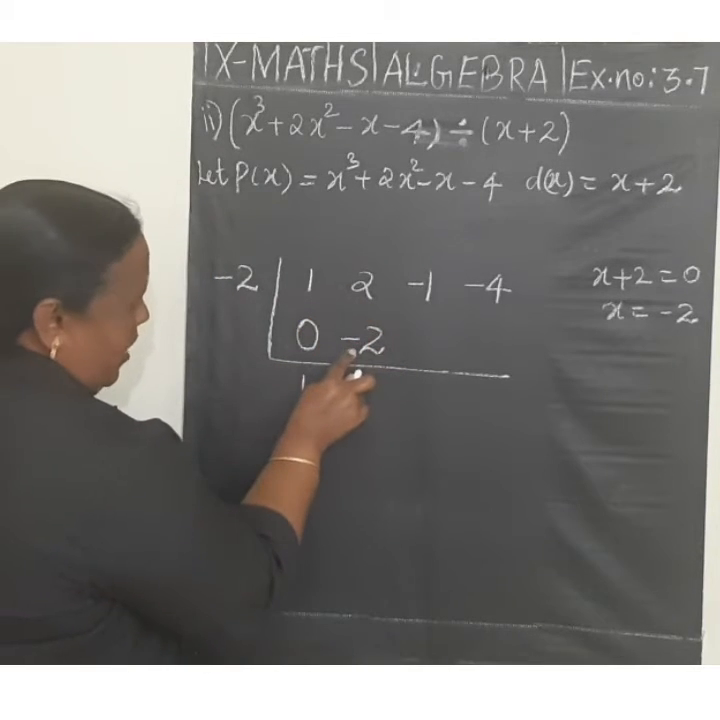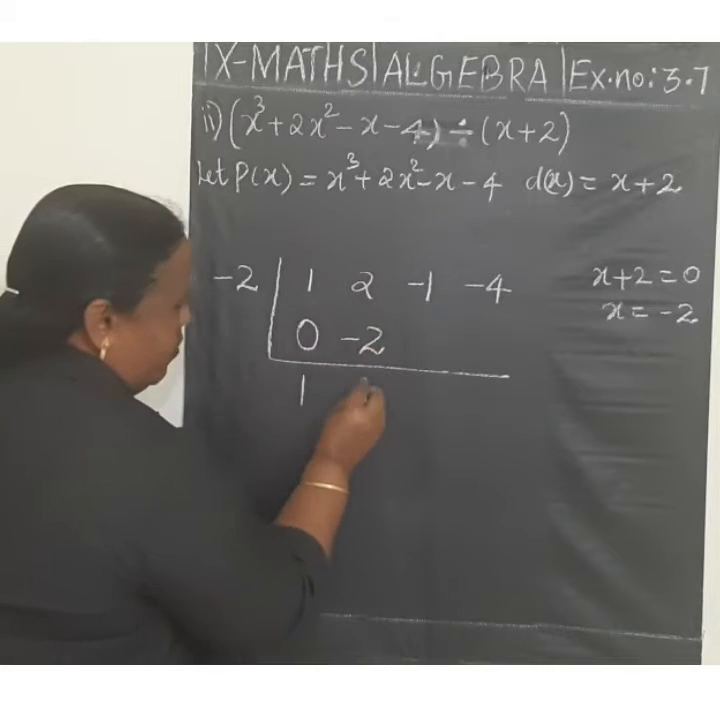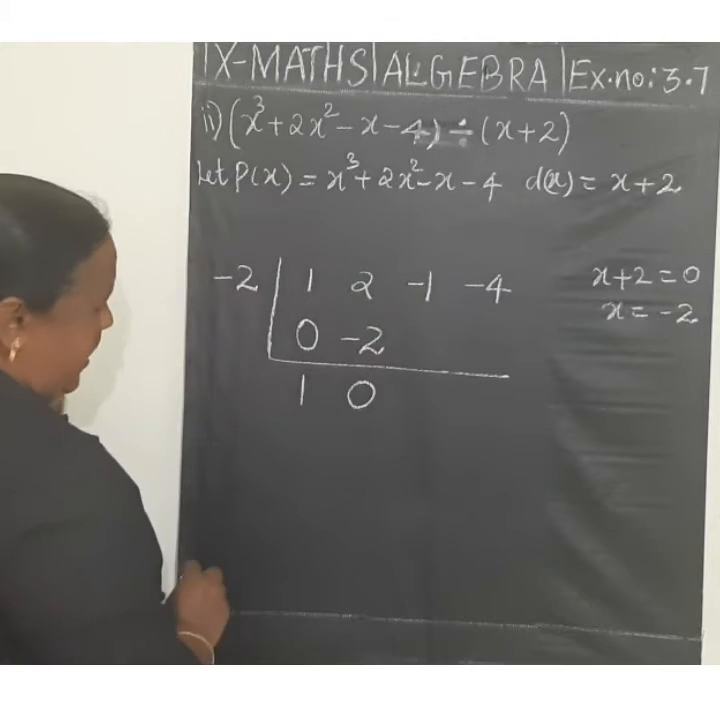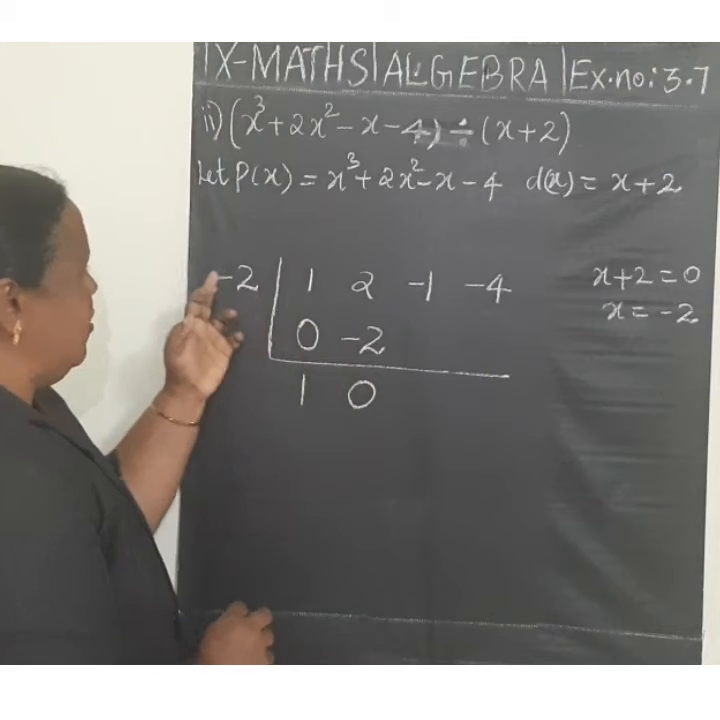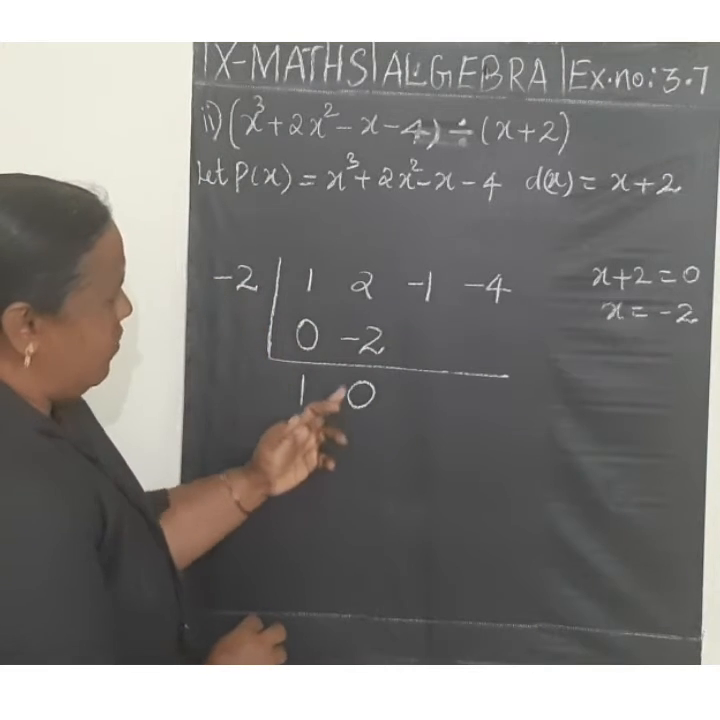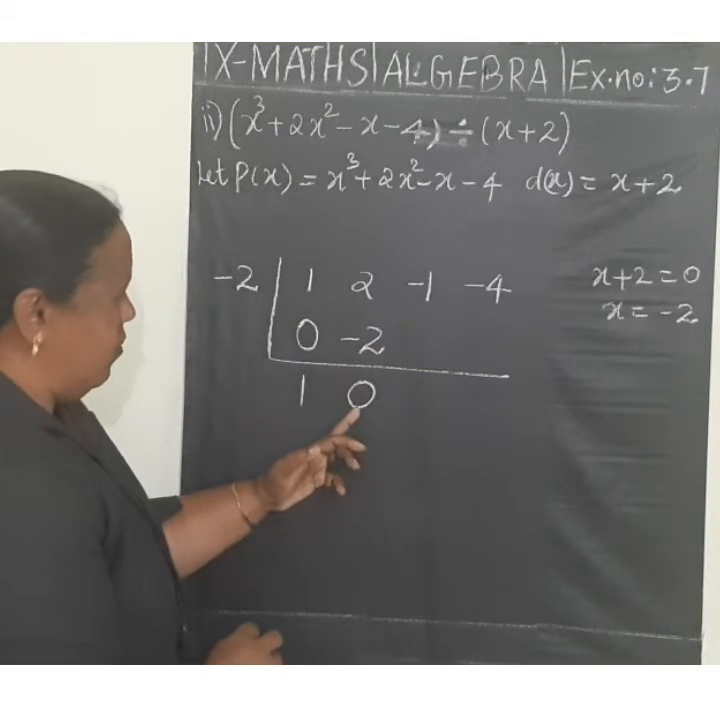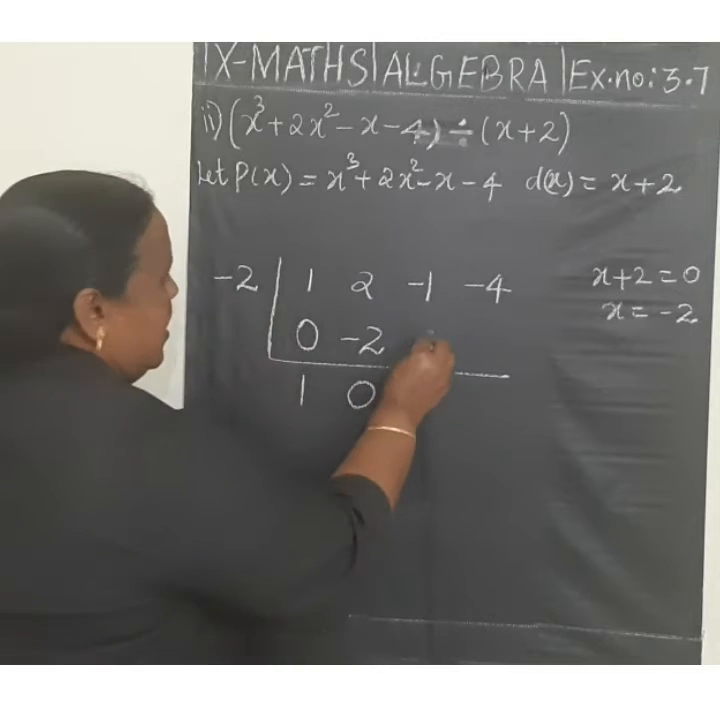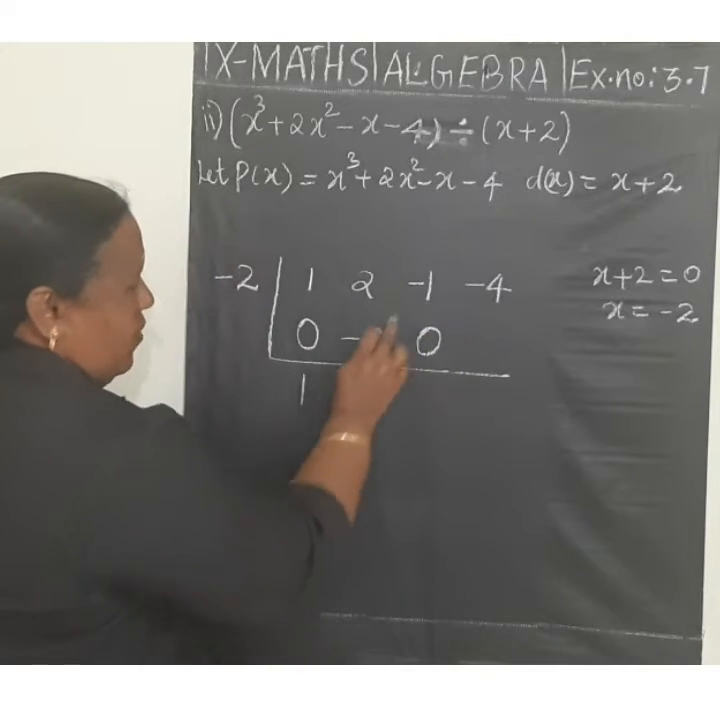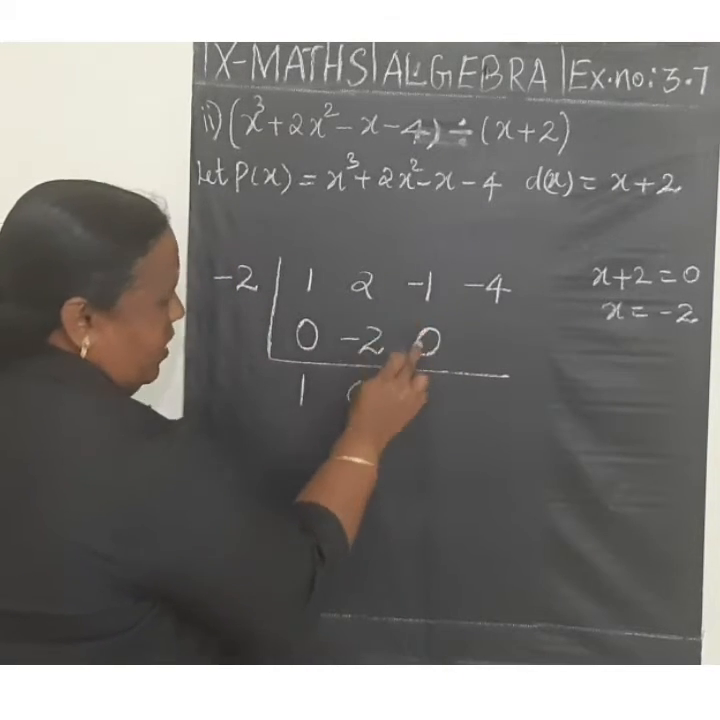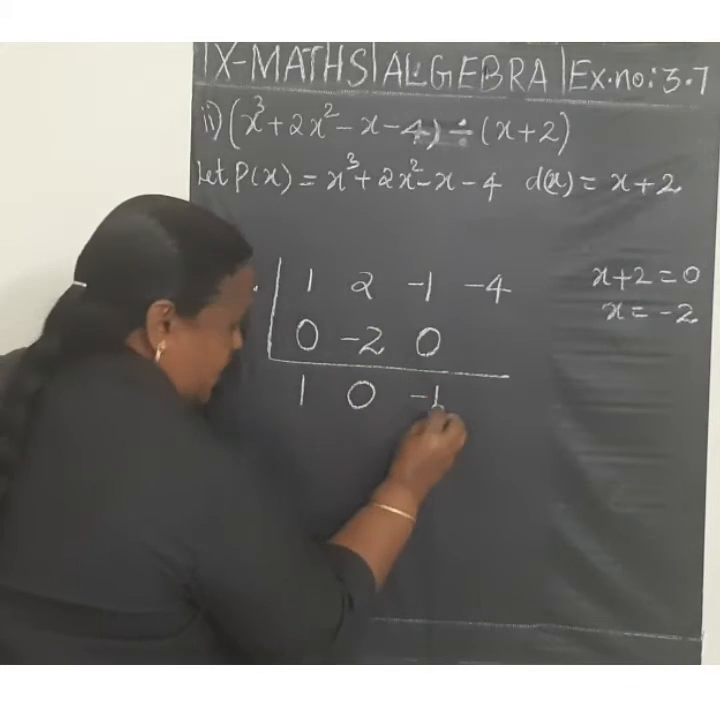Plus 2, here minus 2. So plus 2 minus 2 becomes 0. Next, 0 into minus 2, we multiply it and write it in the third column. So 0 into minus 2 is 0. Then we have to add this 2. Minus 1 plus 0 is minus 1.